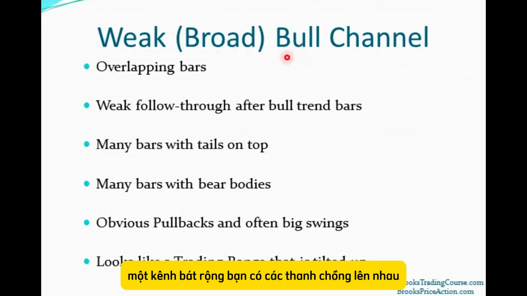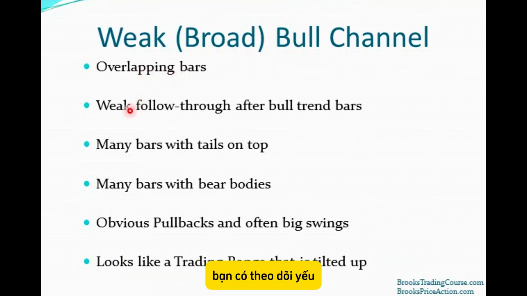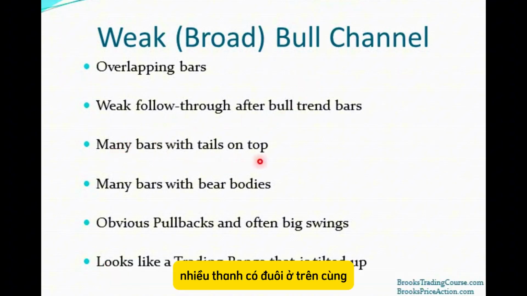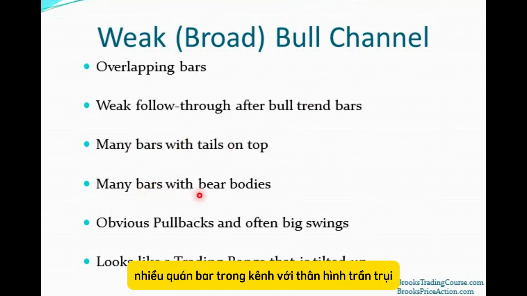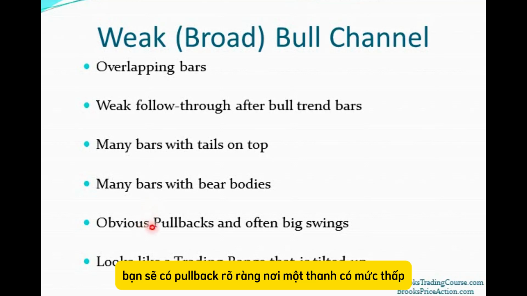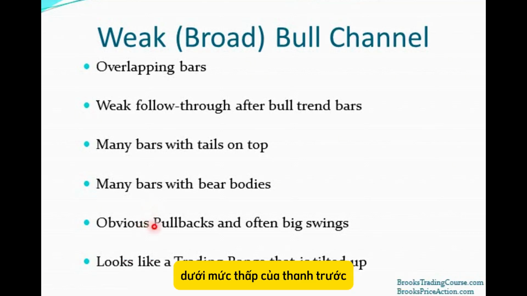A broad bull channel. You have overlapping bars. You have weak follow-through, so you'll have a bull bar and then maybe a small bear bar or a doji bar. Many bars with tails on the top, so selling into the close of the bar. Many bars in the channel with bear bodies. You'll have obvious pullbacks where a bar has a low below the low of the prior bar.